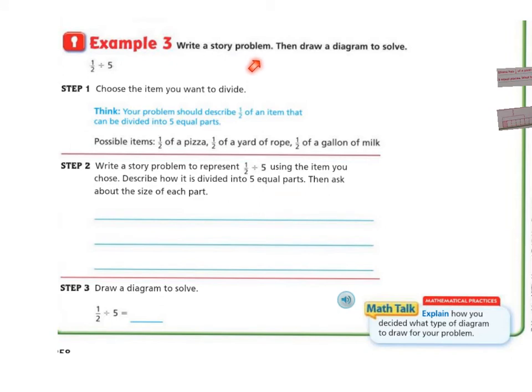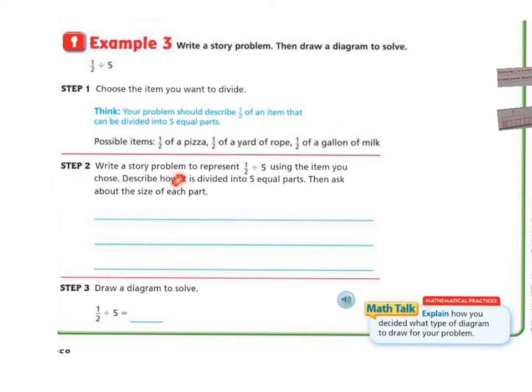Example 3, write a story problem and then draw a diagram to solve. So I have 1/2 divided by 5. So let's choose the item that you want to divide. So let's think about it. Your problem should describe half of an item that can be divided into 5 equal parts. The possible items are half of a pizza, half of a yard of rope, half of a gallon of milk.